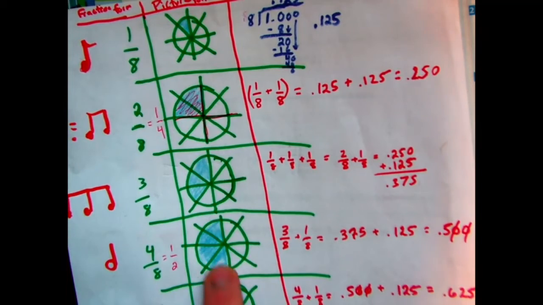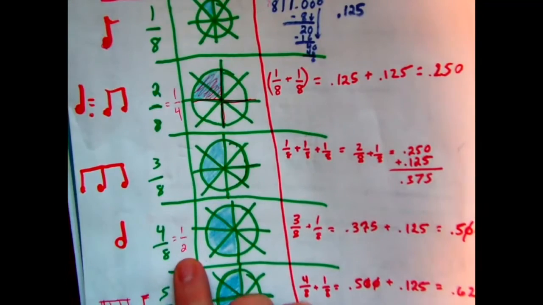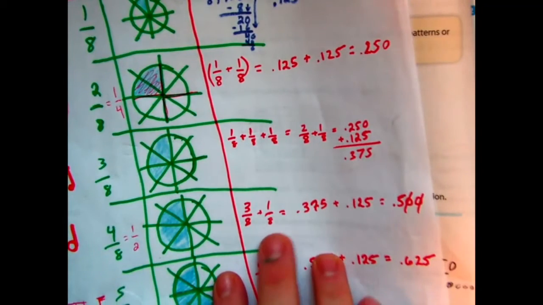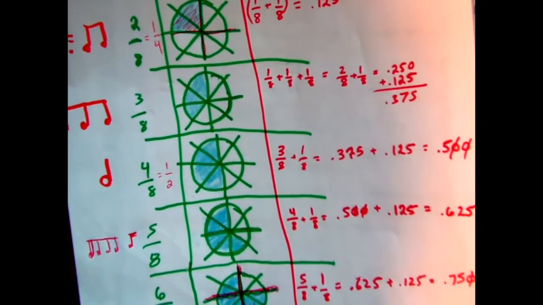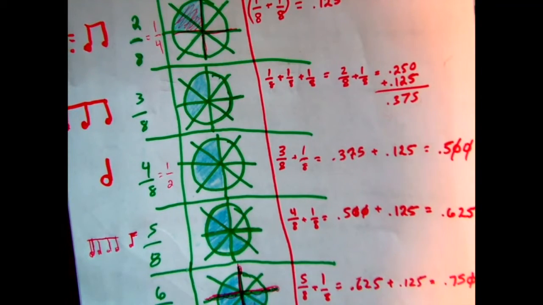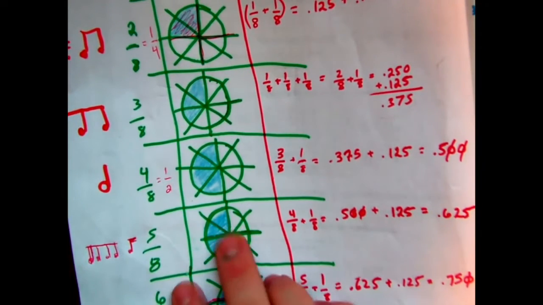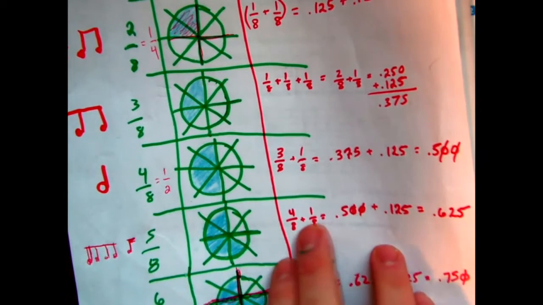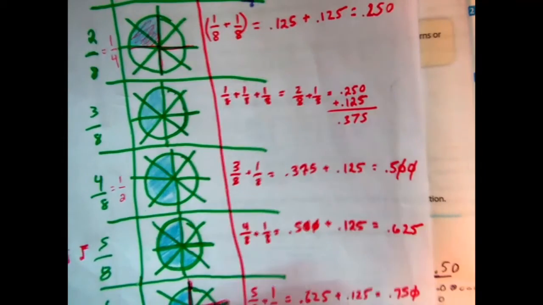1/2 is represented by a circle that's shaded in half, and this is its fraction form. So 3/8 plus an eighth gives me a half, or 0.5, 0.500, 0.5000000. Then you have 5/8, which is a half plus one more eighth, which is equal to 0.5 plus 0.125, which equals 0.625.